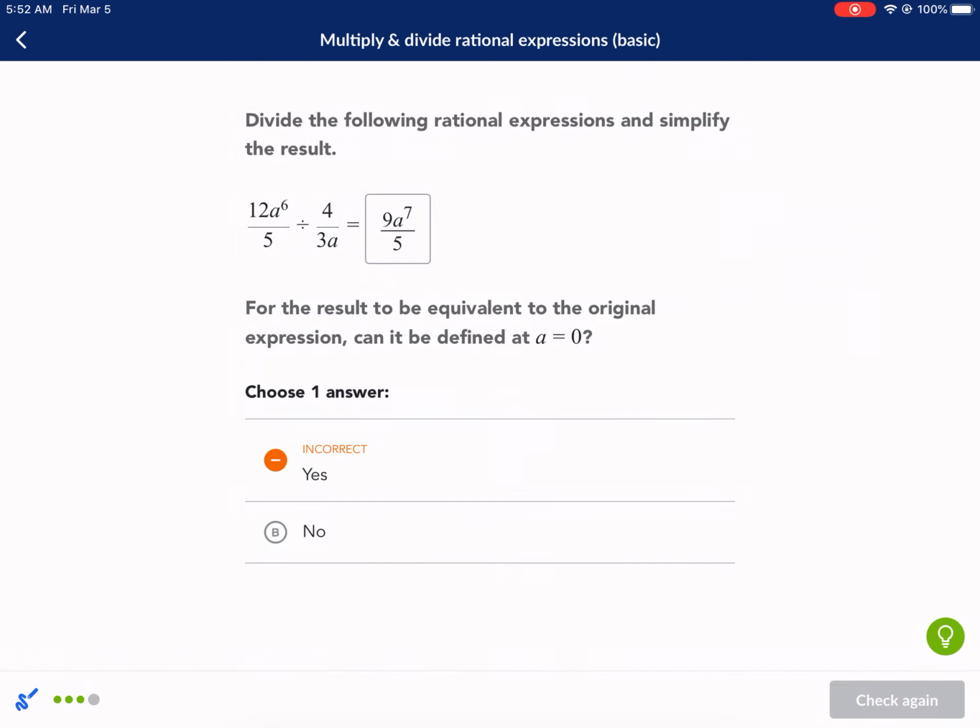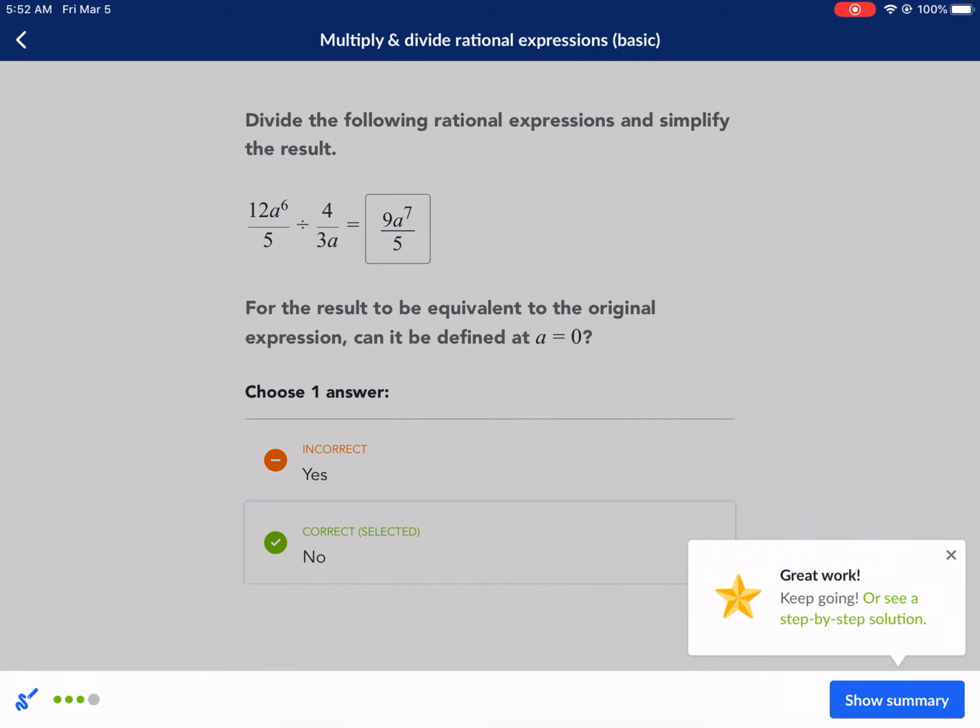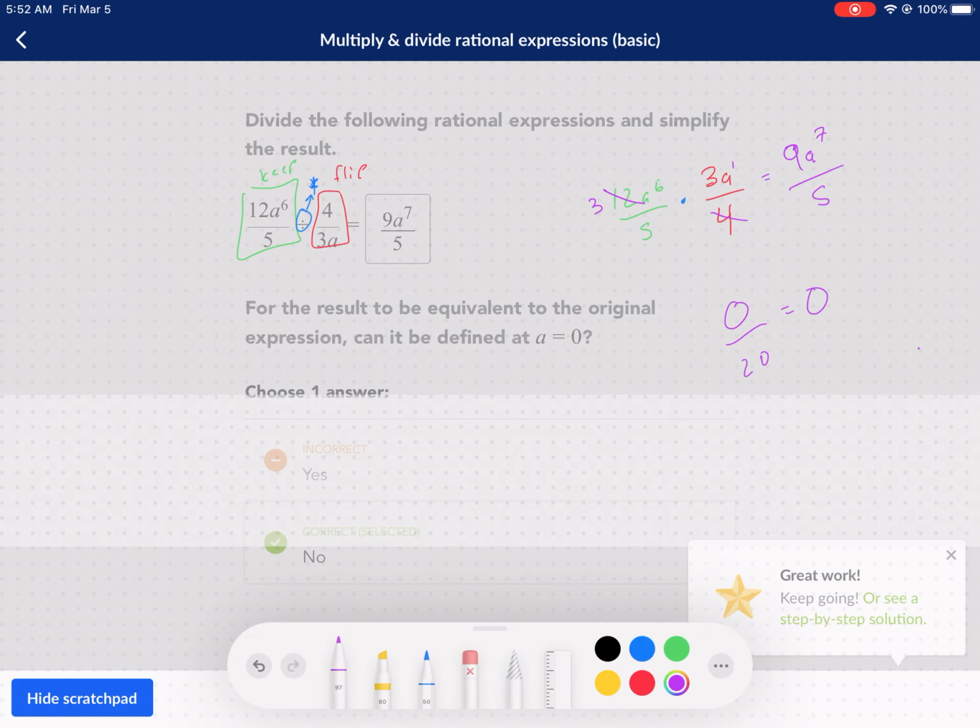That is strange. Can the result equivalent to the original expression be defined as a equals 0? Suppose no, huh? Well, that one fooled me. I guess you can't even have it because you can't have this a at all in the denominator where that's equal to 0. I thought for sure it was going to be the other way. Well, what do you know?